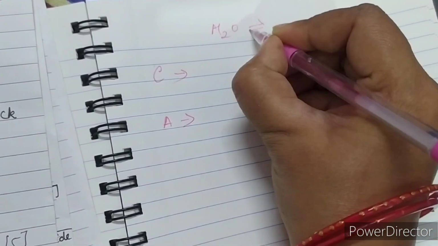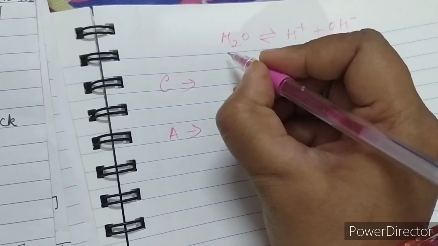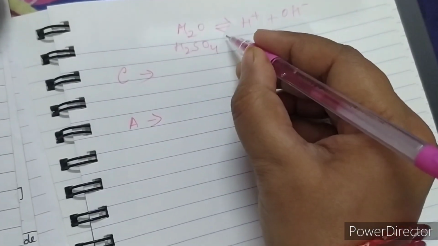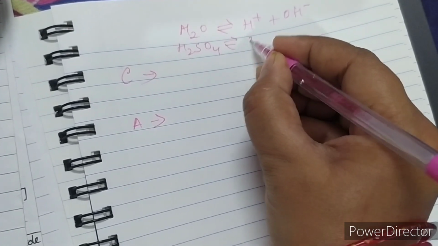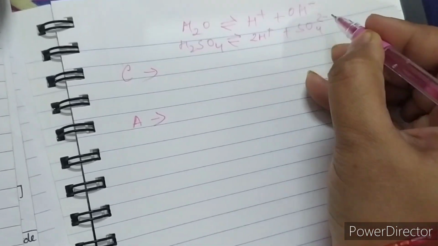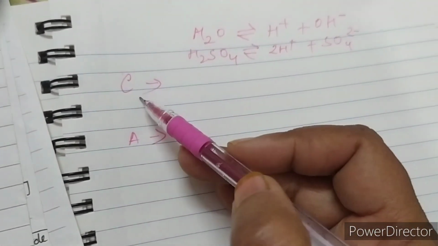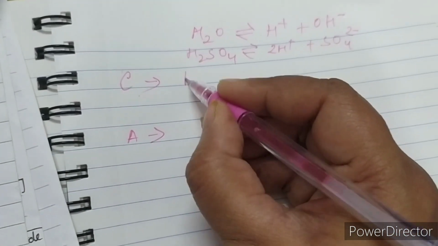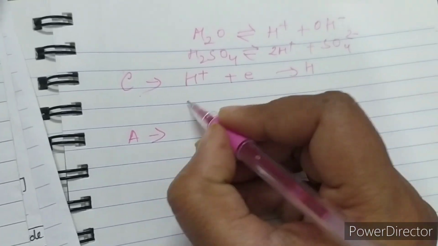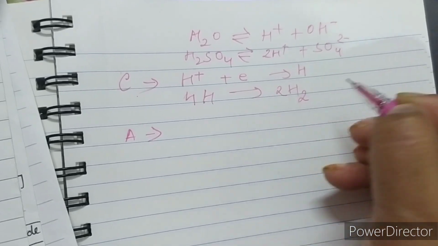Water will dissociate into H positive and OH negative ions, and sulfuric acid will dissociate into 2H positive and SO4 2 negative ions, because pure water is a bad conductor of electricity, so we add sulfuric acid to it, as you all know. Now at the cathode only one cation is there, H positive, so H positive will migrate here. It will accept 1 electron and will convert into H. Now 4H will give you 2 hydrogen molecules.